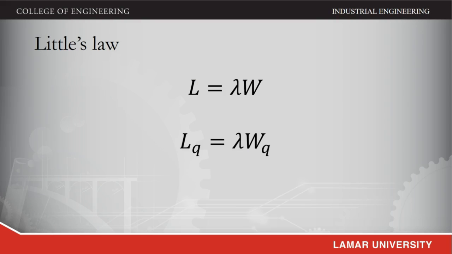A very important result is Little's law. We already saw this formula before, but it's important to have it in mind. Little's law is the relation between the number of clients in the system and the total waiting time by means of the arrival rate lambda. The same thing happens for just the number of clients in line compared to just the waiting in line.